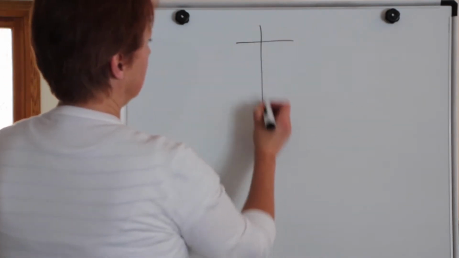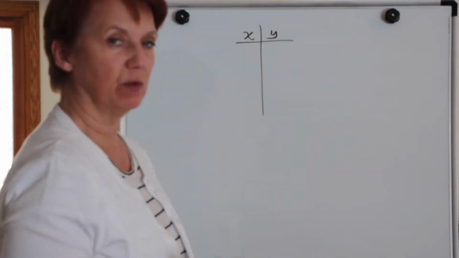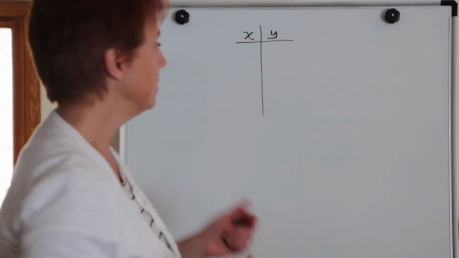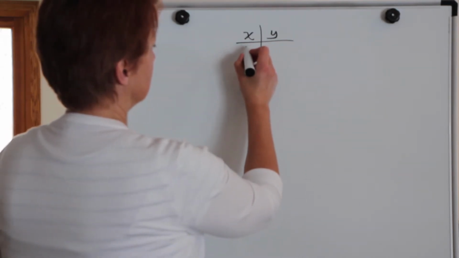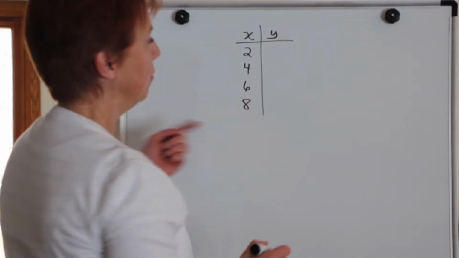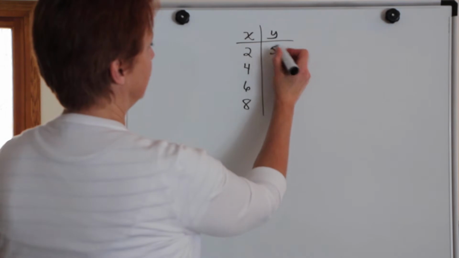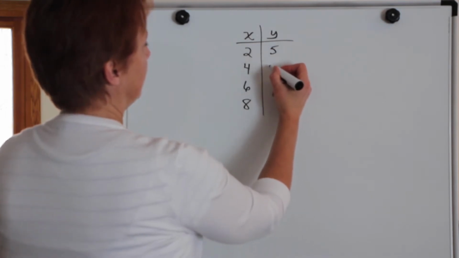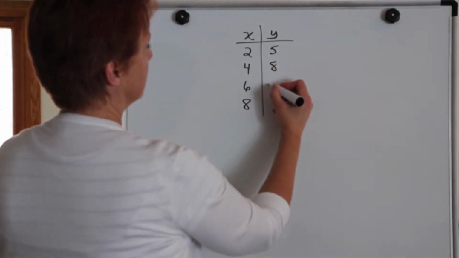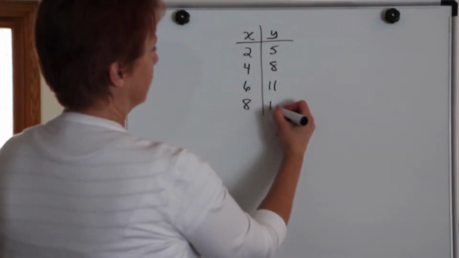So if we have x and y, what we're doing is comparing two different variables, two different sets of values. Let's say that x is 2, 4, 6, and 8. And y by comparison, so when x is 2, y is, let's say, 5. For 4, it's 8. For 6, it's 11. And for 8, it is 14.